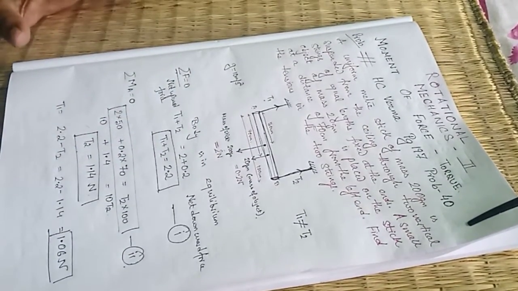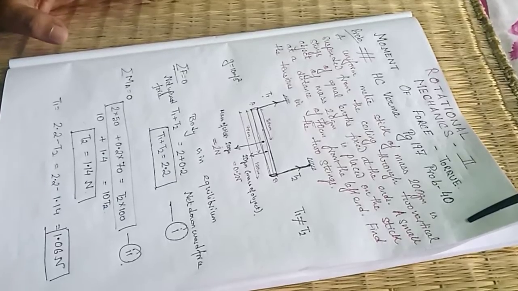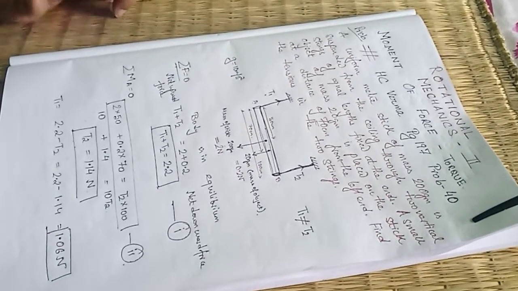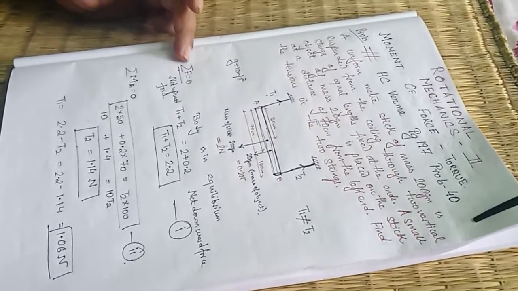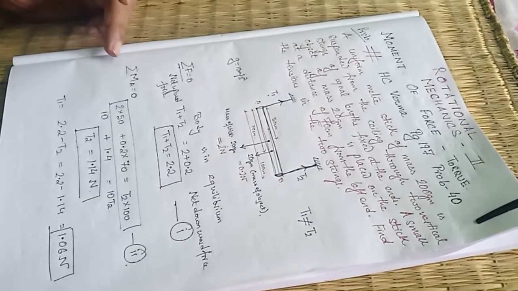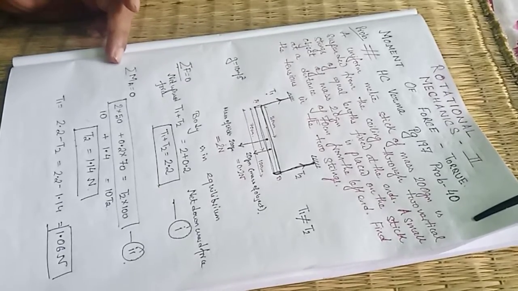We are doing it by treating the body as in equilibrium. So for bodies in equilibrium, the net force is 0 and the net moment about any point is 0.